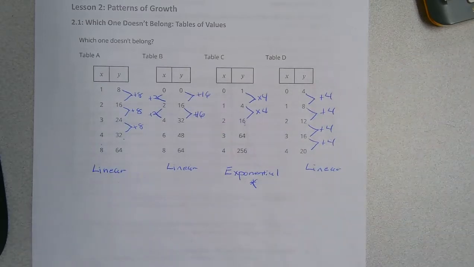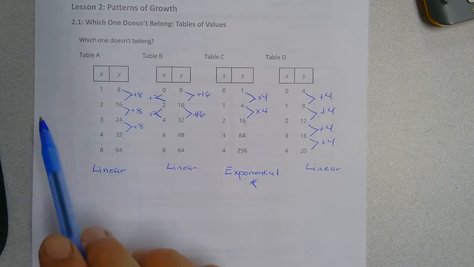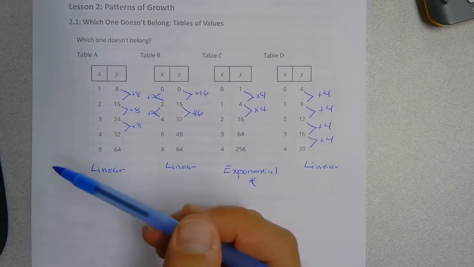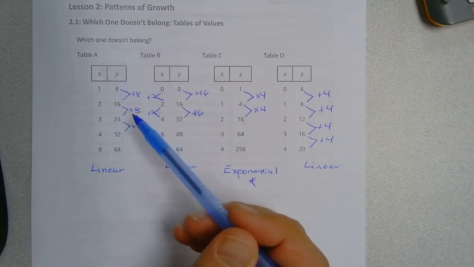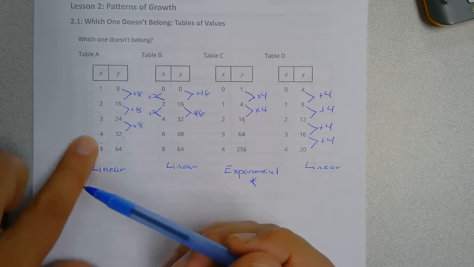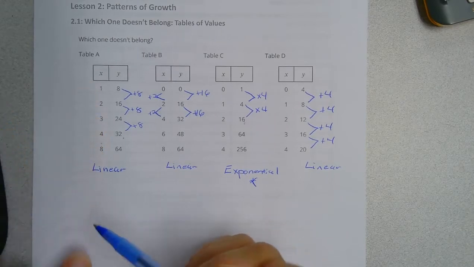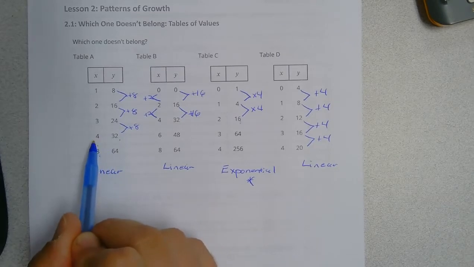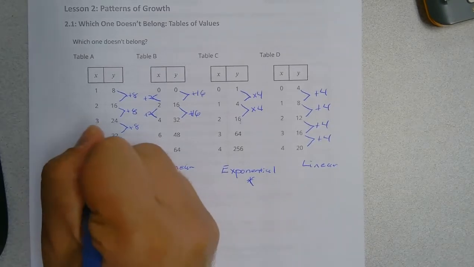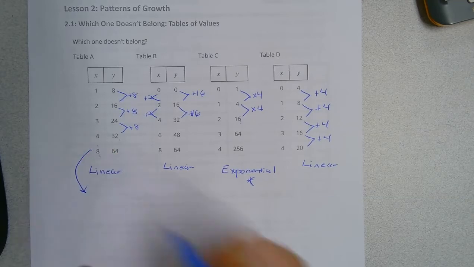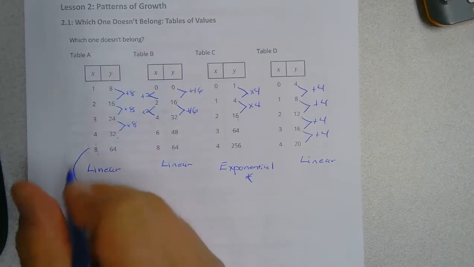So we can figure out why other ones might not belong. So on here, we could say table A doesn't belong. It's the only table where it counts by 1s, and then all of a sudden it counts by 8. So this is the only table where it didn't count by 1 every time.